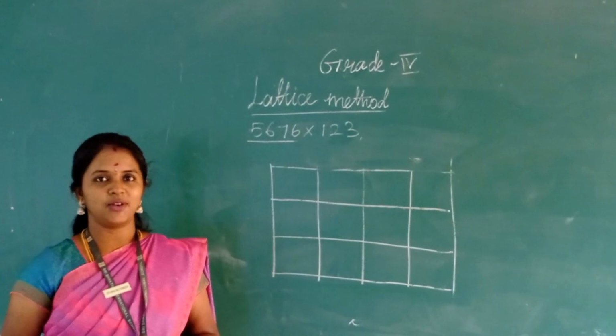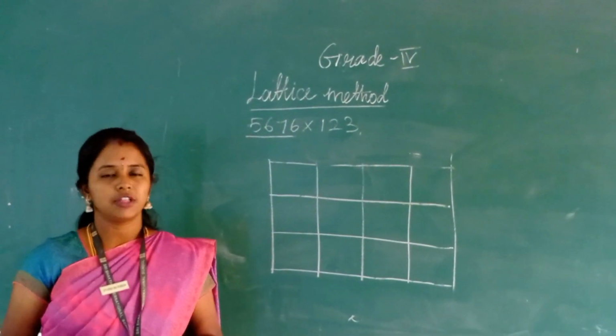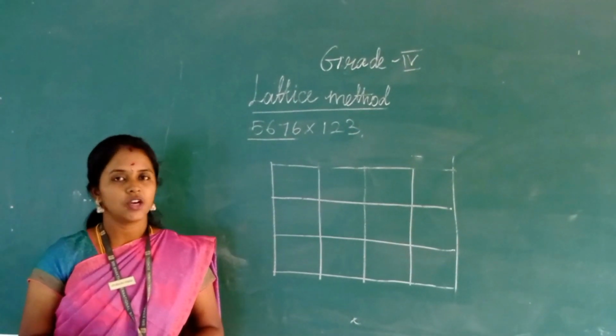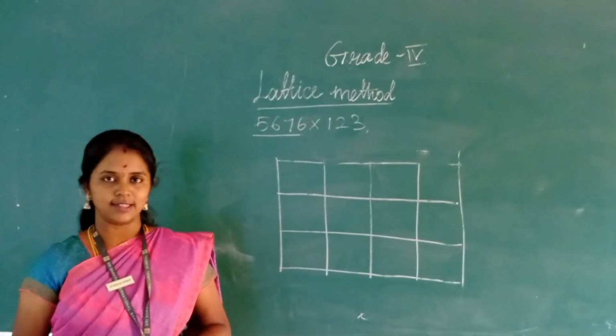Today we are going to learn about the lattice method. This we have already learned in grade 3 for 3-digit numbers. So now we are going to learn how to find the product for 4-digit numbers using the lattice method.